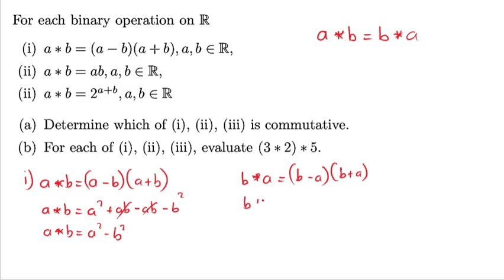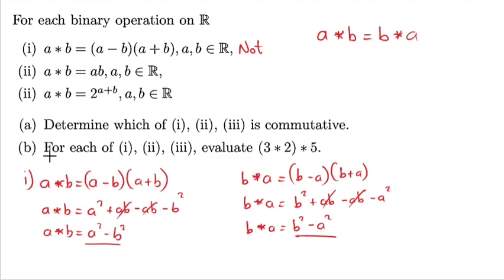How about this side? B times B is B squared, B times A is AB, negative A times B is negative AB, and A times A is negative A squared. Also, this cancels out, meaning that B star A is equal to B squared minus A squared. Now, clearly, you can see that these two expressions are not the same. So for the first one, it is not commutative.